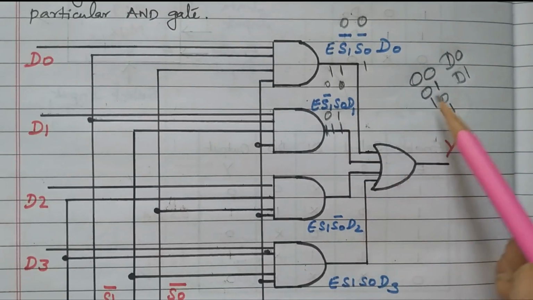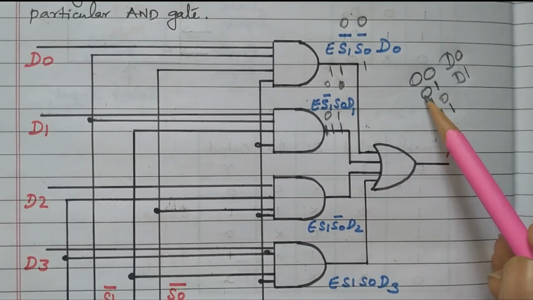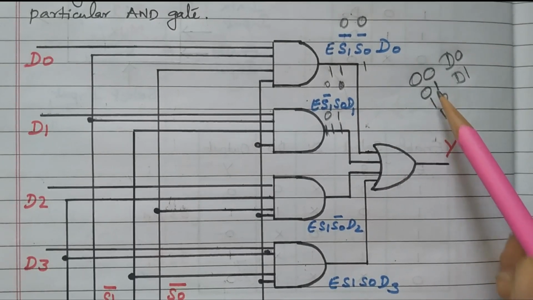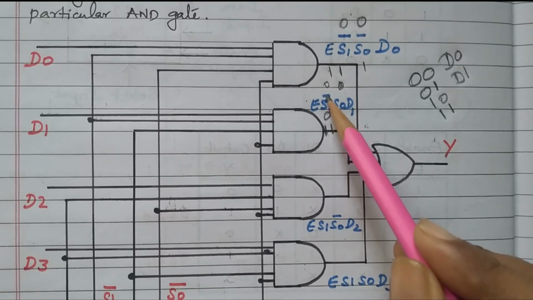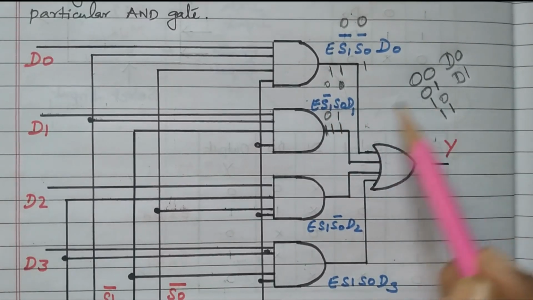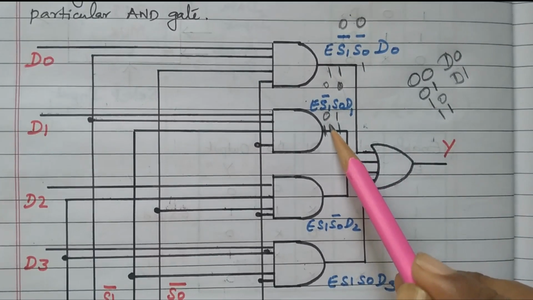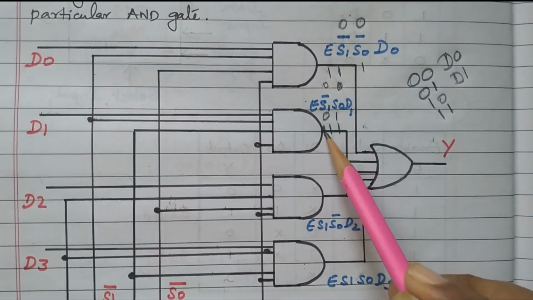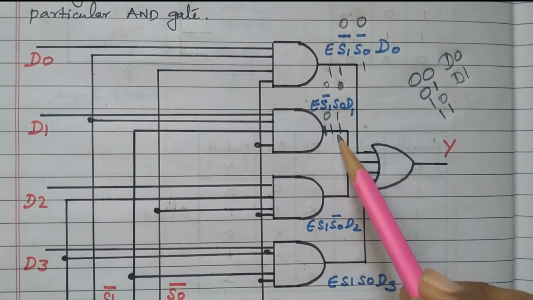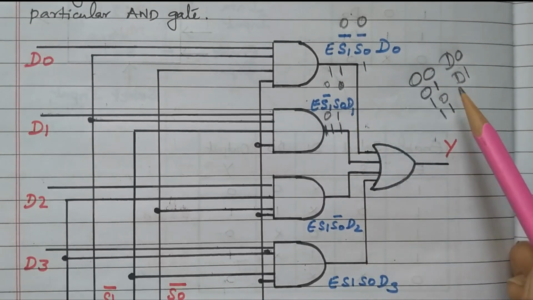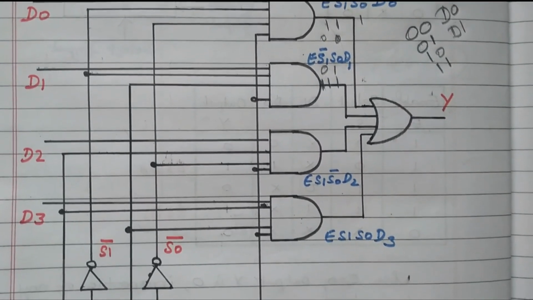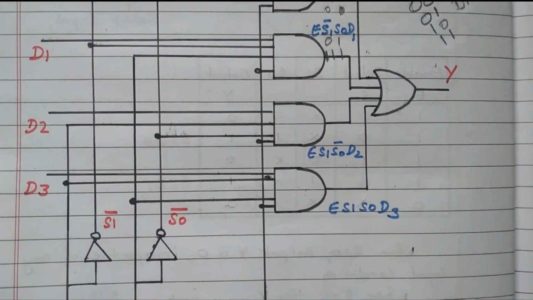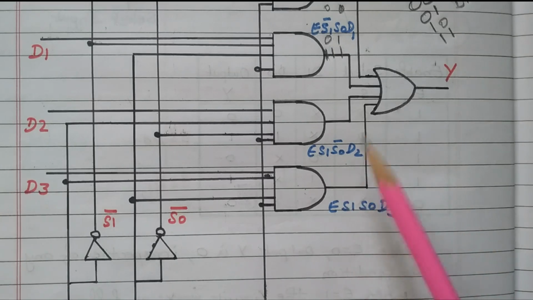So the second combination is 0 1. S1 is 0, S0 is 1. So here S0 is available, S0 is 1. But here S1 dash is available. S1 is 0, so S1 dash will be 1. Enable input already 1. So all are 1 only. So D1 will be available at the output, right. So according to the combination only the selection lines are connected. The remaining AND gates automatically become 0, right.